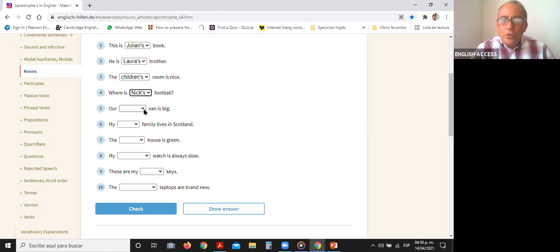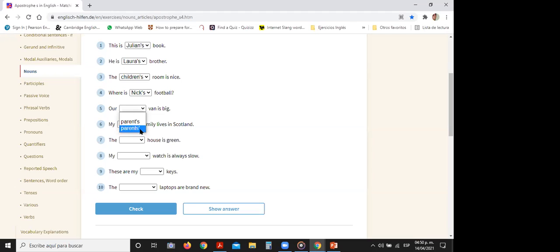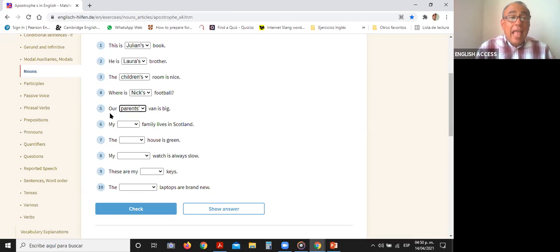Okay, now you do it from 5 to... well, let's do number 5 together. Parents. Number 1 or number 2? What is the correct one? Number 2, because it says our parents. Our means plural. Nuestros.